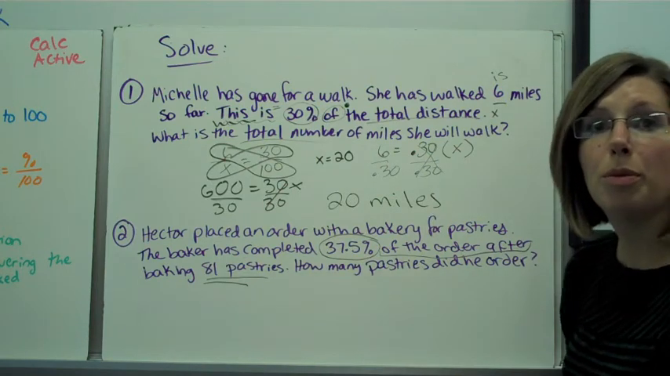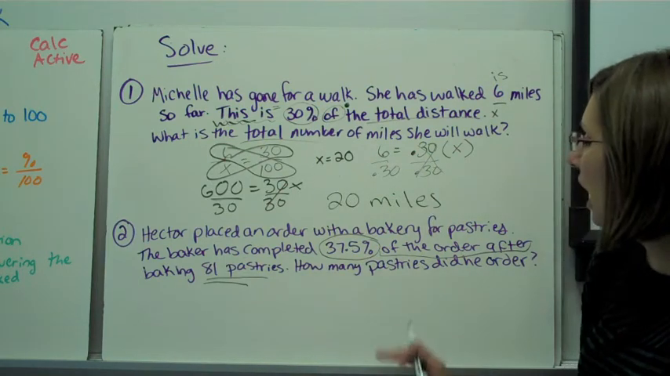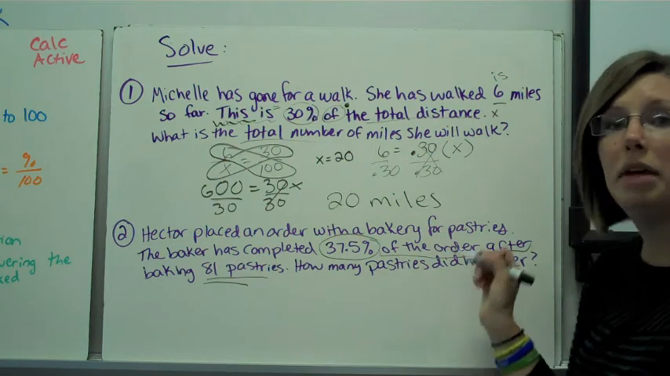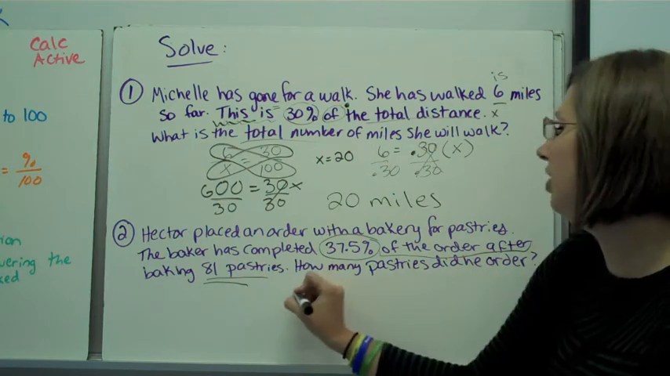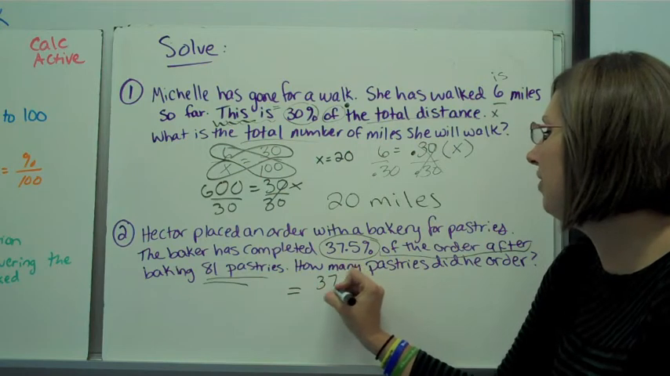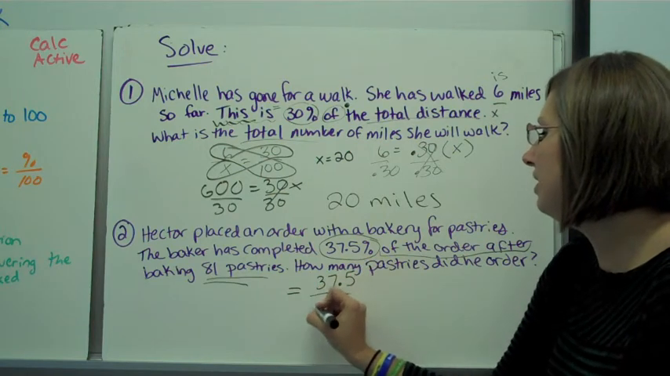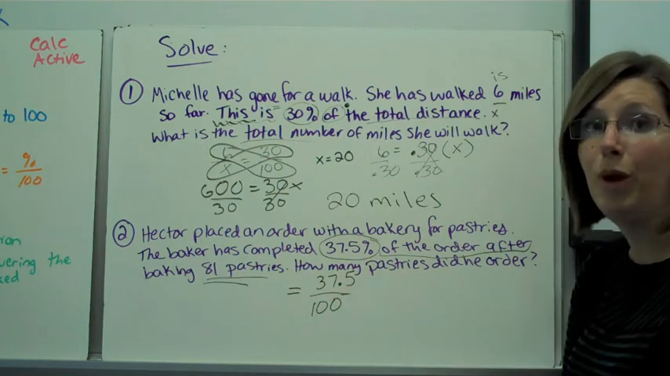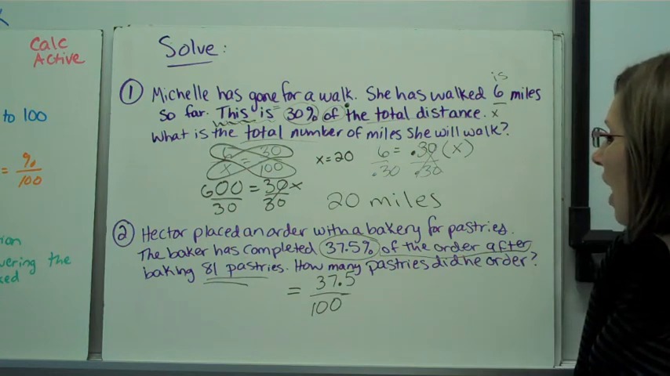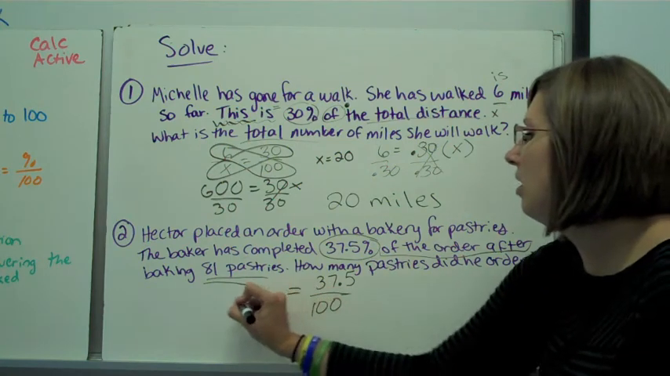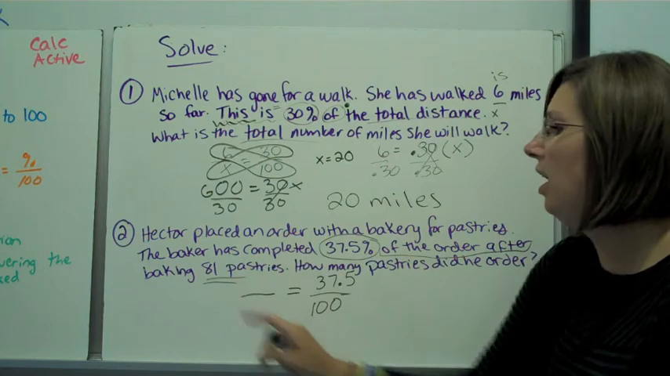So I'm going to set up a proportion for this one. I can use is over of equals percent over 100. I know my percent is 37.5. That's almost the easiest part in each problem. And then now I have to figure out my is and my of.